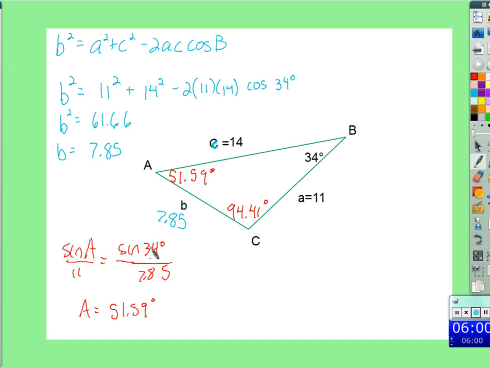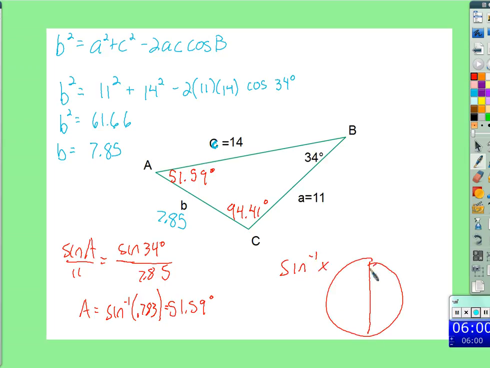Remember that at the last step, to find A, can anybody tell me what we did just before this? To solve for A, we took the inverse sine of what? 51.99? Yeah. When we take the inverse sine of something, the result it gives us is always from negative 90 to 90. It'll never give us an obtuse angle. When we take the inverse sine, we'll never get an obtuse angle.